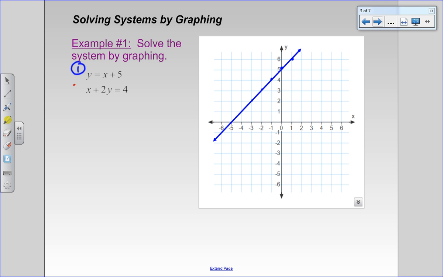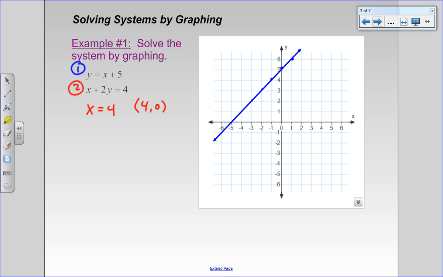Now let's look at the second equation. We'll graph it in red, x plus 2y equals 4. One way in which to draw the graph would be to put this equation into slope-intercept form by solving for y. However, we can also draw the graph quickly by identifying the x and y intercepts. Remember, to find the x-intercept of an equation, we let y equal 0. In this case, if y equals 0, the equation is simply x equals 4. So our x-intercept is the point (4, 0).